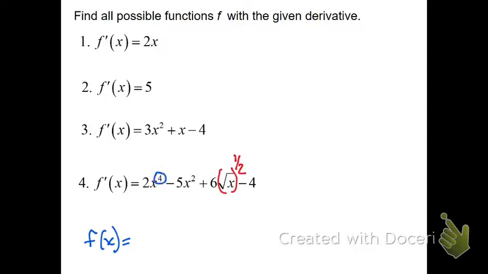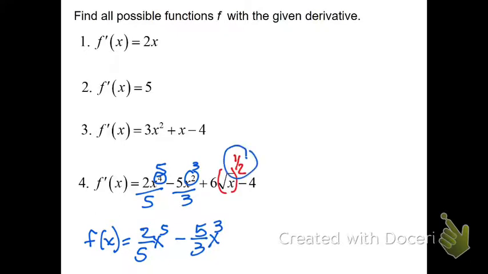Add 1 to the 4, and that'll give you a 5. And divide by 5. So that's going to be 2/5 x to the 5th. Add 1 here, you'll get a 3, and divide by 3. So that's going to be negative 5/3 x to the 3rd. Change the square root to a 1/2 power. Add 1 to it, and when you add 1, think 2 over 2. Okay, so that's going to be a 3/2. So I have 6 x to the 3/2 divided by 3/2.